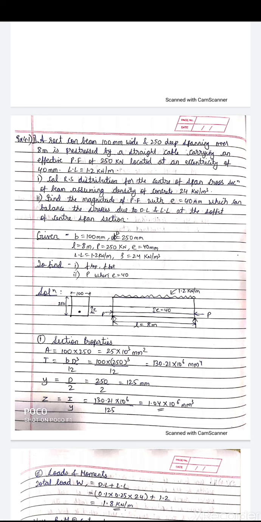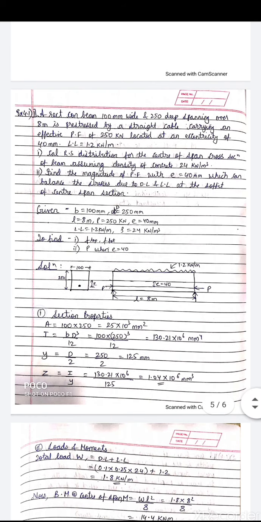So now let us go for the solution. I have drawn the cross section and the longitudinal section for you. You can see all the details in the cross section: width, depth and eccentricity. And in the longitudinal section, the tendon is at an eccentricity of 40 mm and the live load is 1.2 kilonewton per meter.